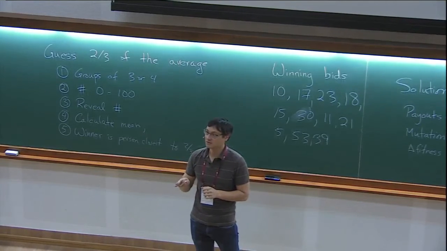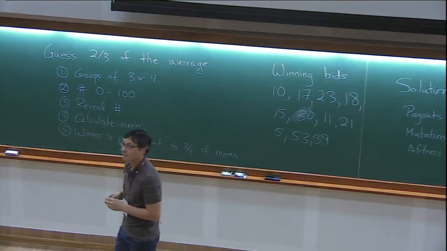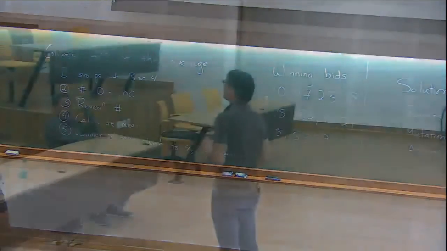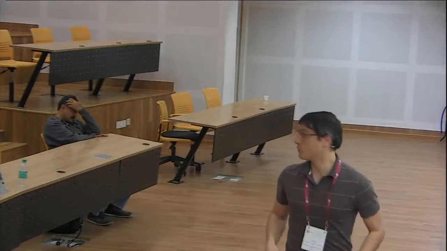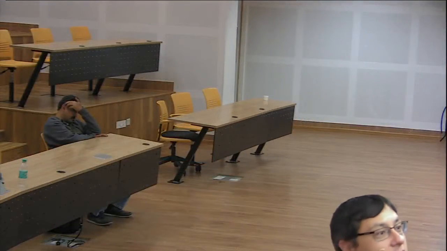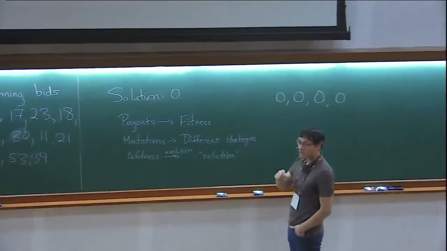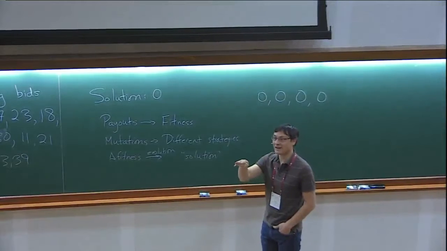Question at this stage? Yes? Solution 0 at this point of time. Anybody who mutates to 1 will win. Okay, so the question is, let's say that you have a group of 4 individuals, say, that are bidding 0, 0, 0, 0. All right. Okay. Well, right now.